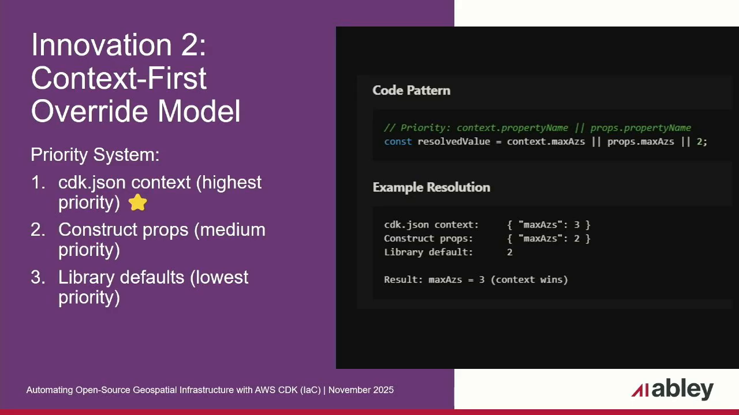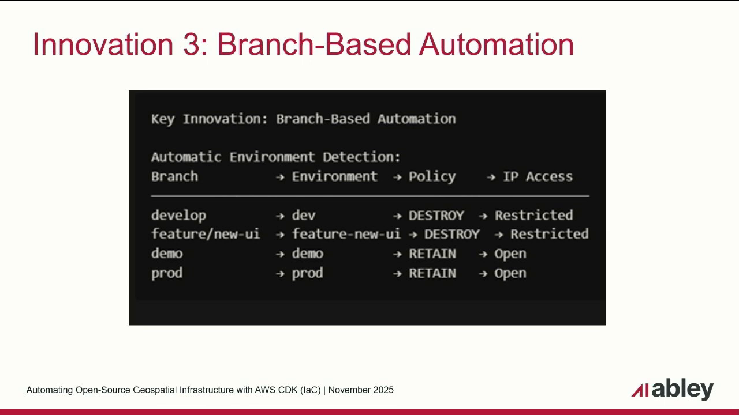Innovation 2, context-first property model. What we designed is a priority system where CDK JSON takes precedence over the construct props. Props come second, and then the library itself has its own defaults. Benefits: you have configuration-driven infrastructure. Everything is configured in JSON easily. You don't have to do too much in the code, with sensible defaults.